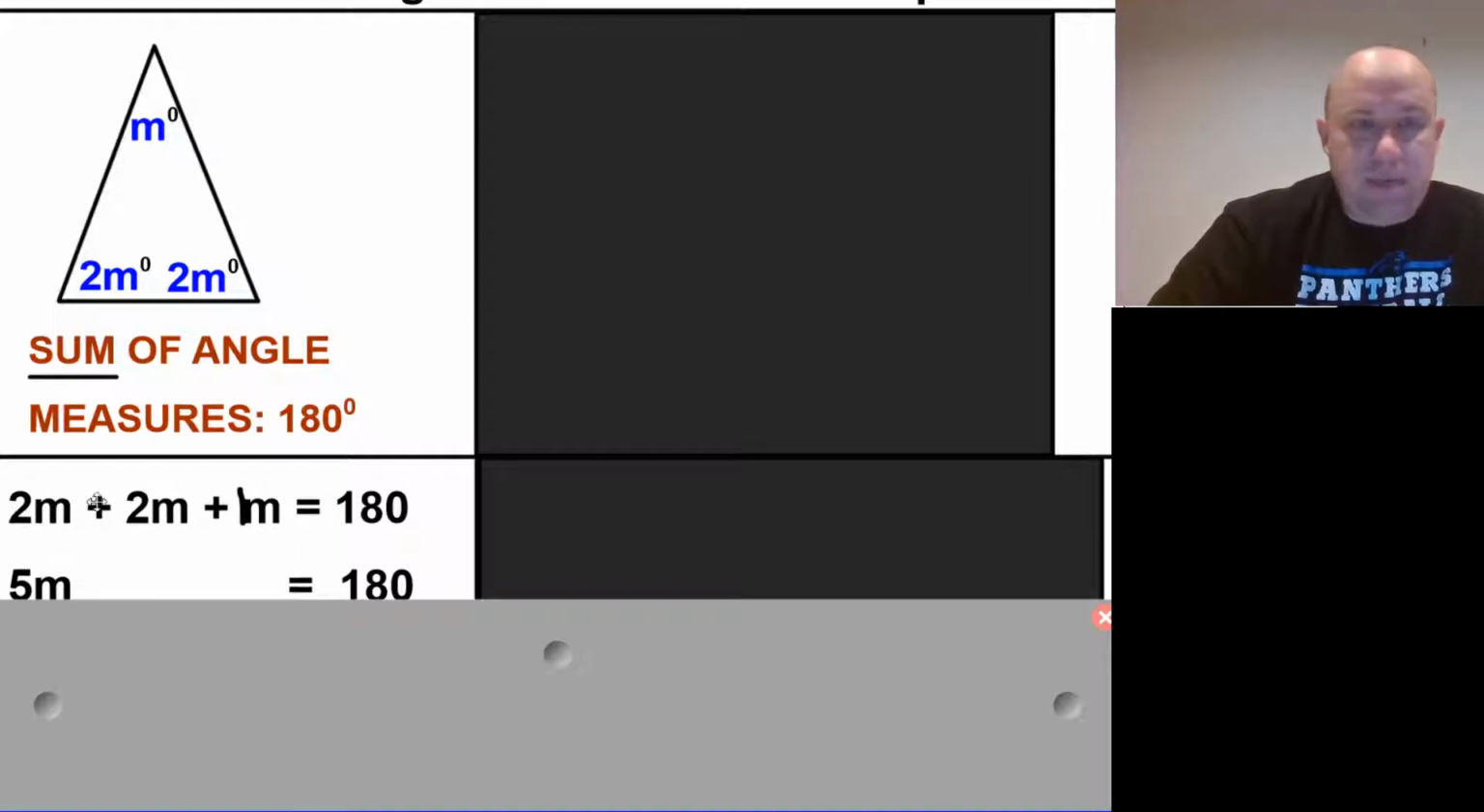If you had 2 mice plus 2 mice plus 1 mouse, you'd have 5 mice. You wouldn't have 5 mice cubed. So same sort of idea. You're just saying how many m's do I actually have. Equals 180 because it tells us that in the question.